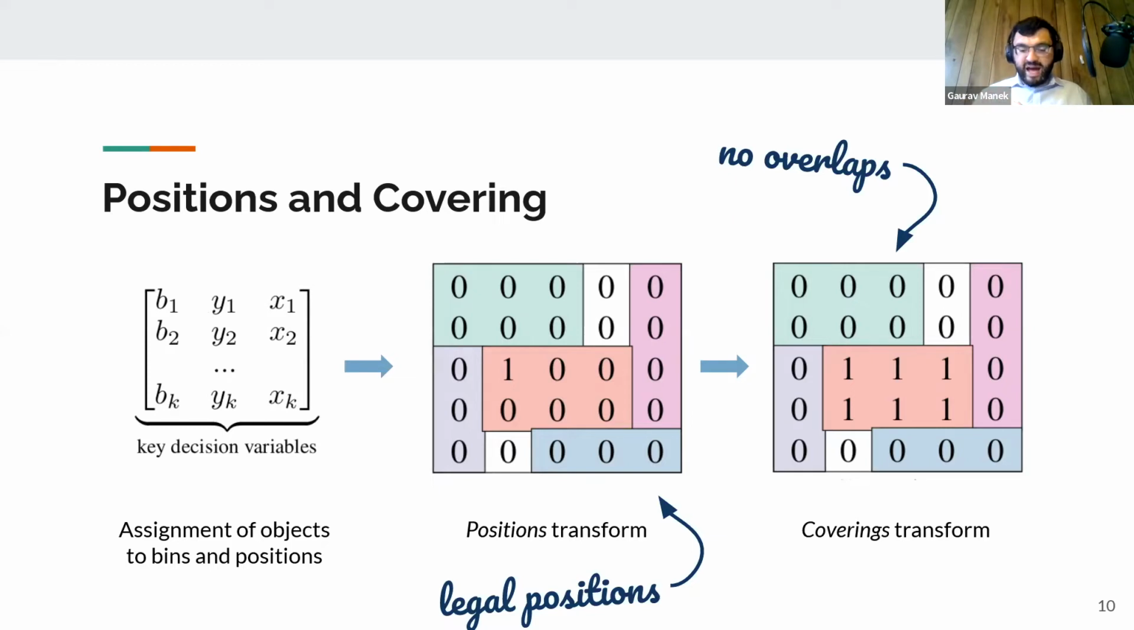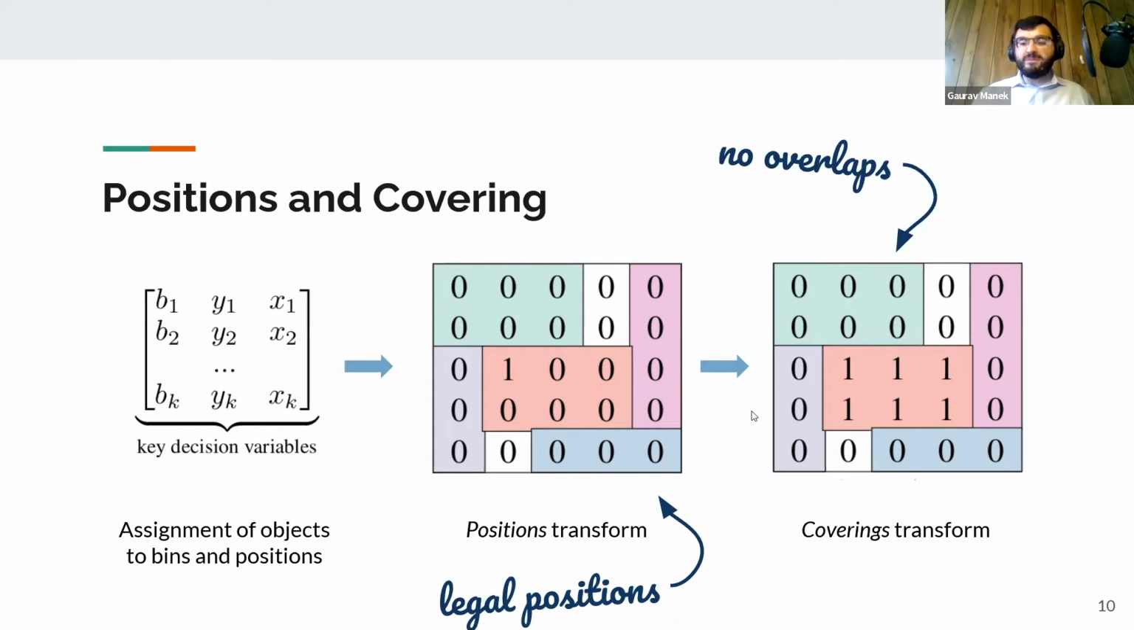Once we start from that, we wish to actually find these values. So in order to find these values, we translate this key decision variable into first a positions transform, in which a cell has value 1 only if the decision variables say that the object should begin in this position. And we use this to enforce only strictly legal positions, meaning an object cannot exist outside of the bin, cannot have any part of itself land outside any bin. That's the constraint we encode here.